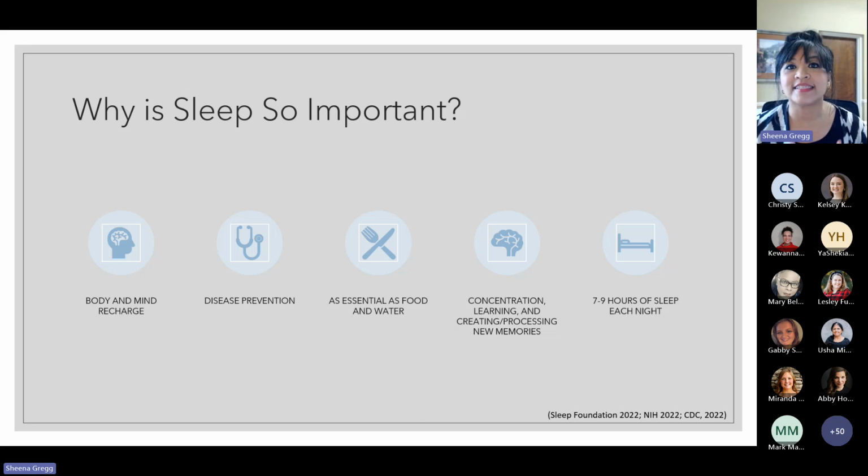So, why is sleep so important? Again, we know that we need it for best energy levels, we need it for cognitive function, but we may not always think about it from the disease prevention standpoint. And just even thinking about it in regards to being as essential as food and water.